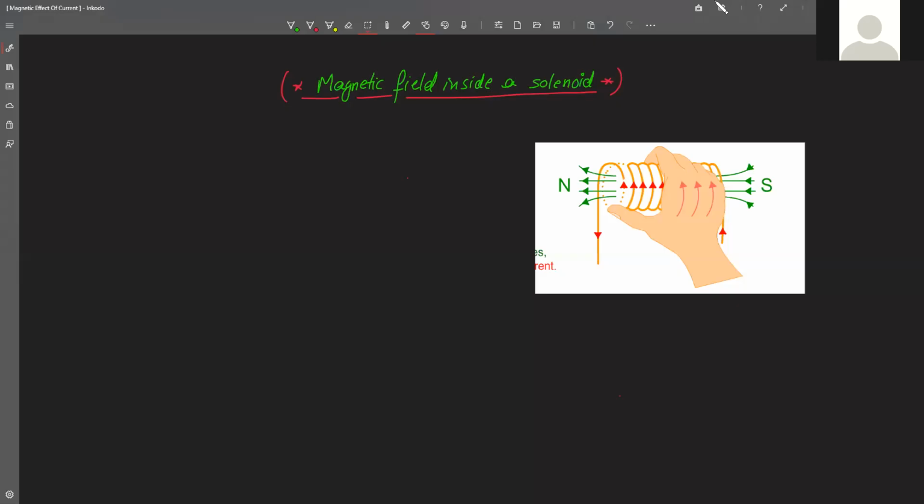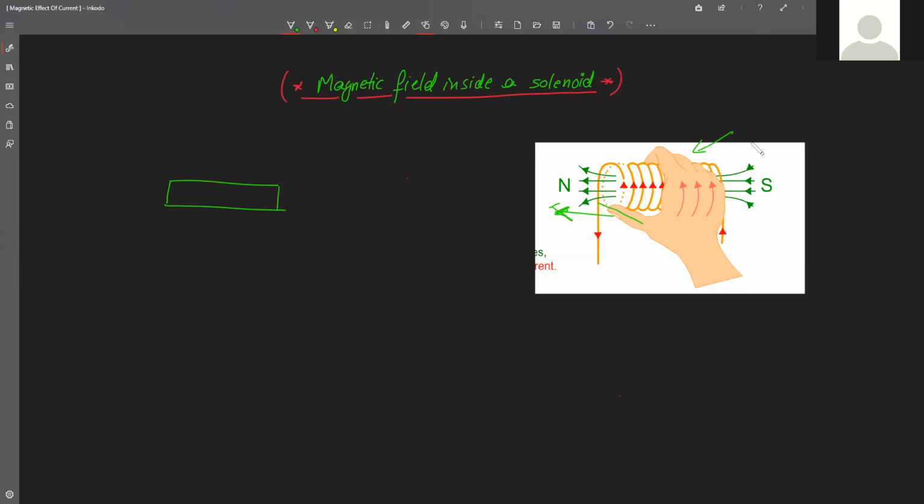Coil. Okay, and in this coil, as you can see right now, the current is in the upward direction. So that's how you have to hold this with your hand. You have to hold it like this, and if you do that, you can see the direction of the magnetic field is towards this thumb. So the direction of the magnetic field is towards this direction, right?